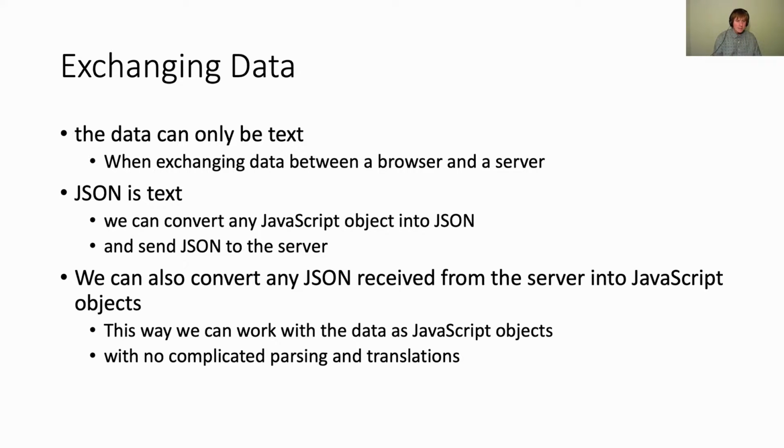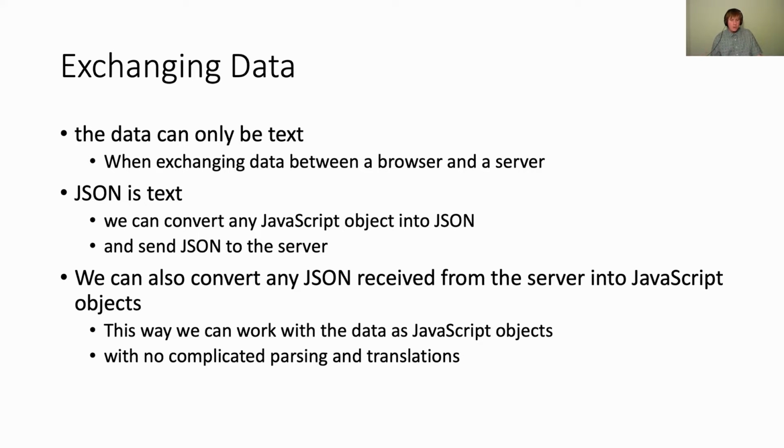JSON is text, so we can convert any JavaScript object into JSON and send JSON to the server. So sometimes the browser may send JSON and the server sends back JSON. It can be sent both ways because it's just text data that is in a special format. We can also convert any JSON received from the server into JavaScript objects.